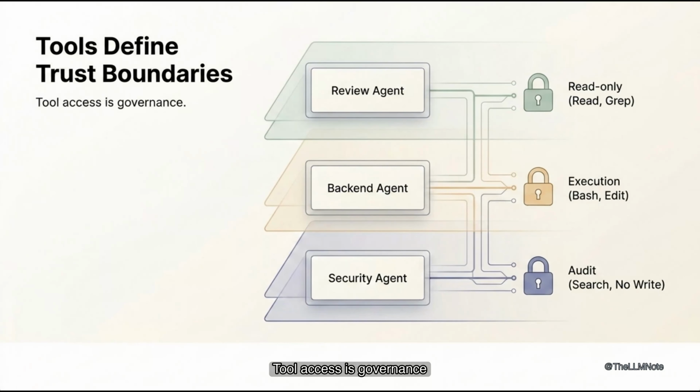Tool access is governance. A review agent can be read-only with read, grep, and glob. A backend agent may need bash and edit. A security agent may need broad search but no write permissions. Claude Code supports tool allow lists, deny lists, and MCP server patterns.